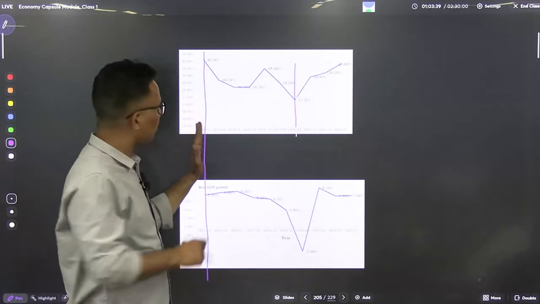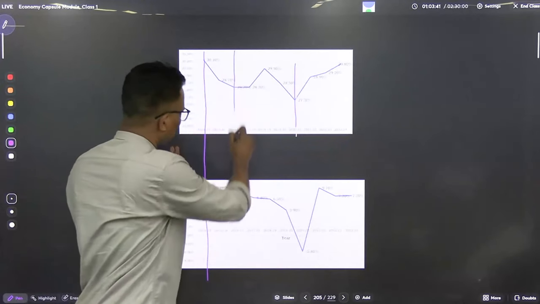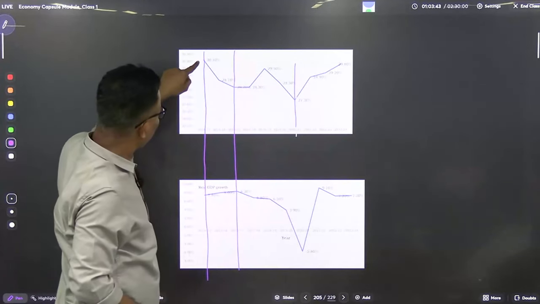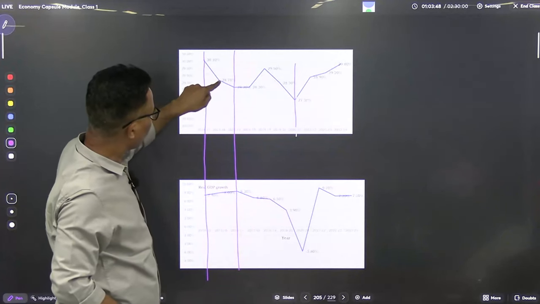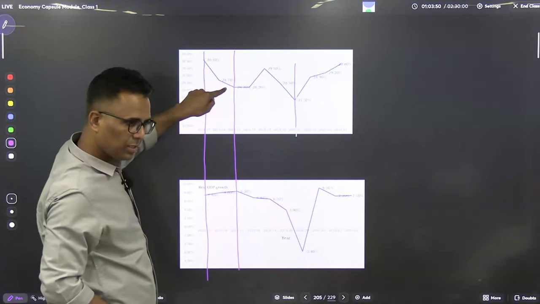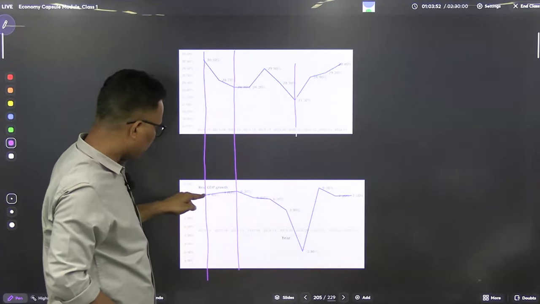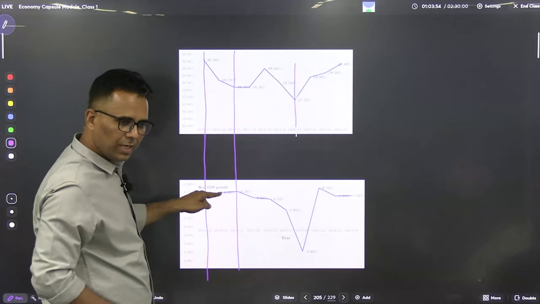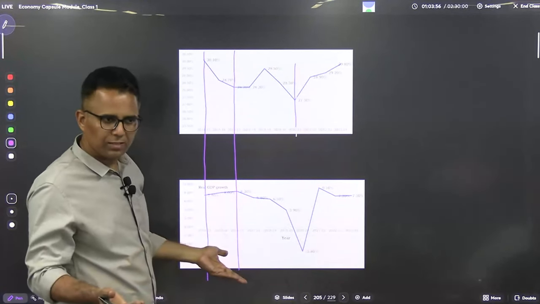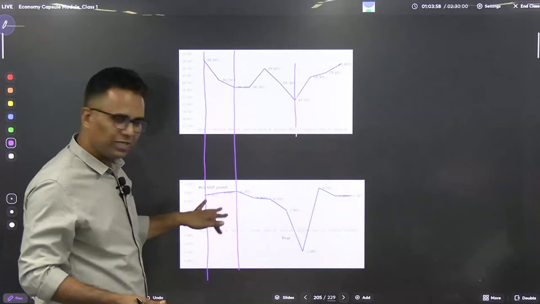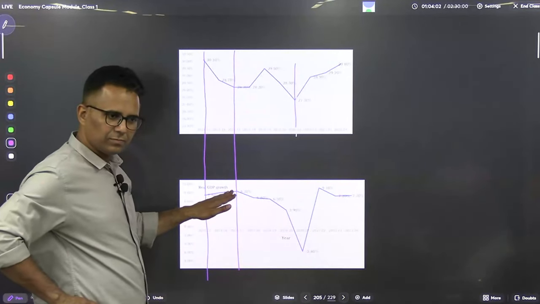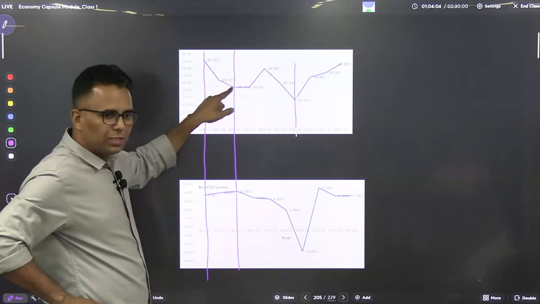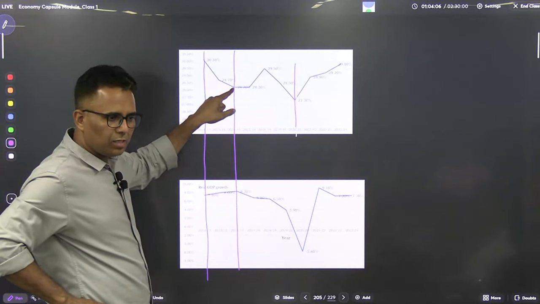From 14-15 till here, our investment has declined. 30%, 28%. But growth is 8%. 8% our output has increased. If growth would have turned negative, then I would have said, acha, decrease. But our output is increasing. But investment is declining. Why?